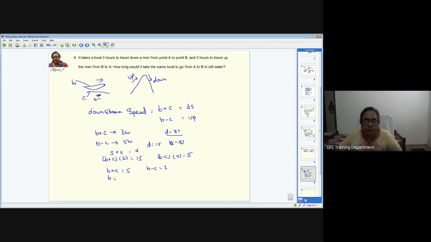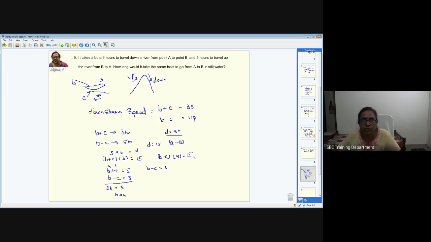Solve this. You have two equations and two variables. You can easily solve it. When you add these two, you're going to get 2b equals 8, or you can say b equals 4. And if b equals 4, c should be 1. So that's a speed. The question asked is, how long would it take for the same boat to go from A to B in still water?